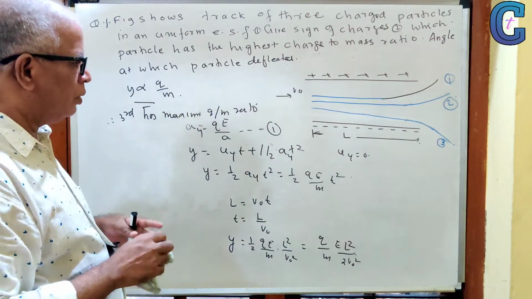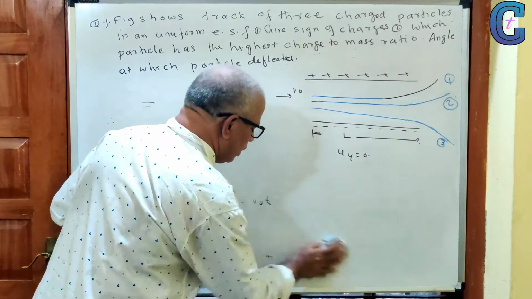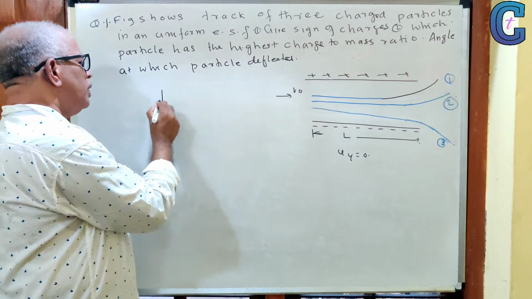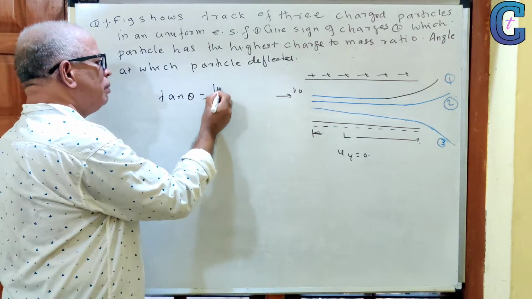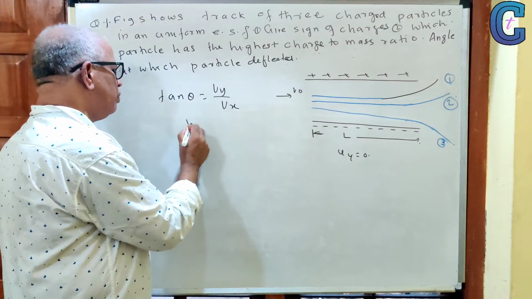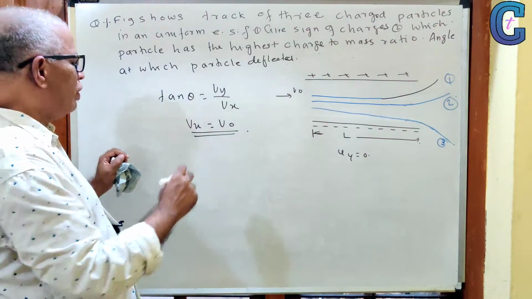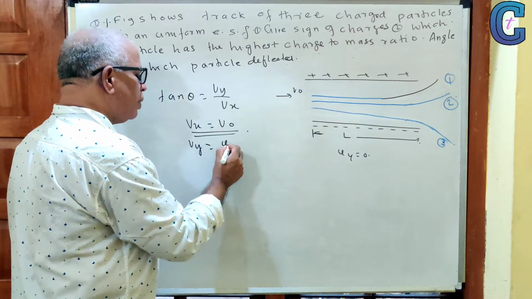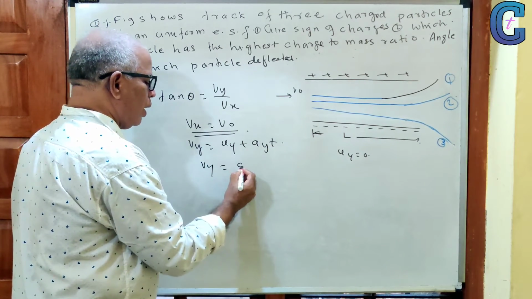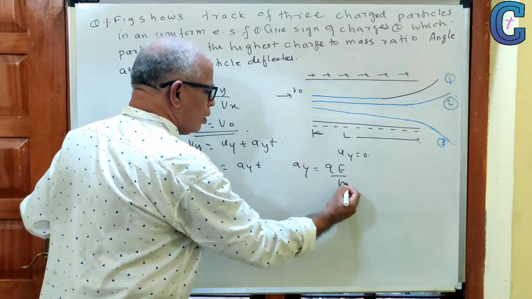Is it clear to you? We'll go to the next part. The next part is, what is the angle of deflection of the charge? For the angle at which the charge deflects, we can write the formula. tan theta is equal to Vy by Vx, as in projectile motion. Velocity Vx is equal to v0, constant. Horizontal velocity is constant. Vy is equal to uy plus ay t. So Vy is equal to ay into t. ay we know already, QE by M.